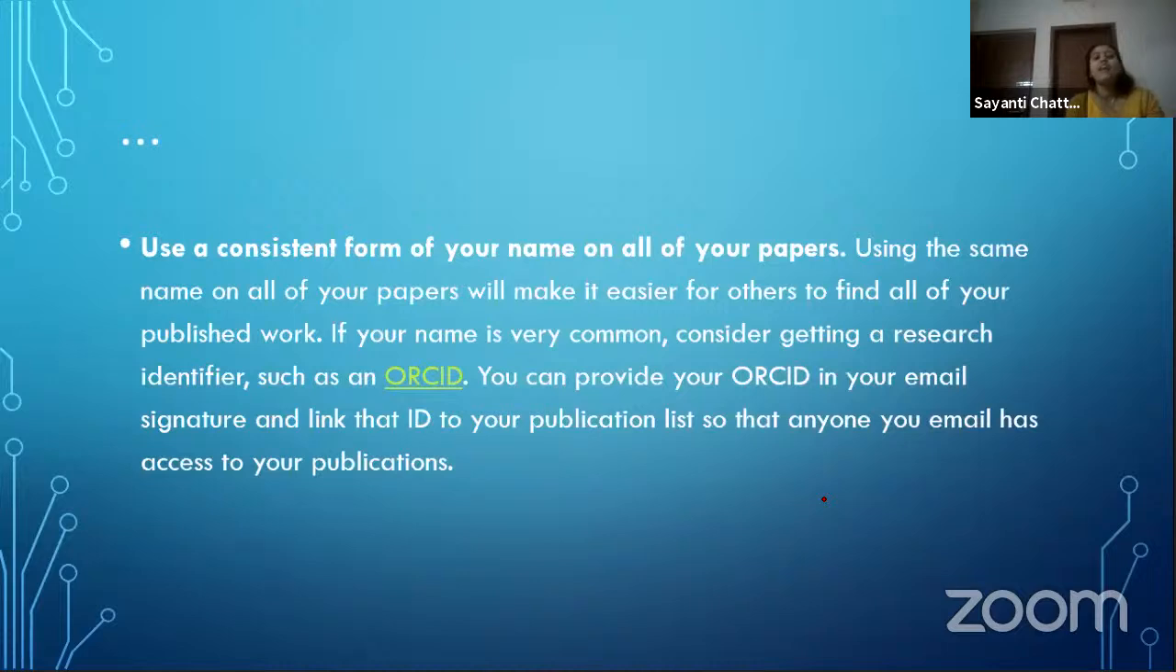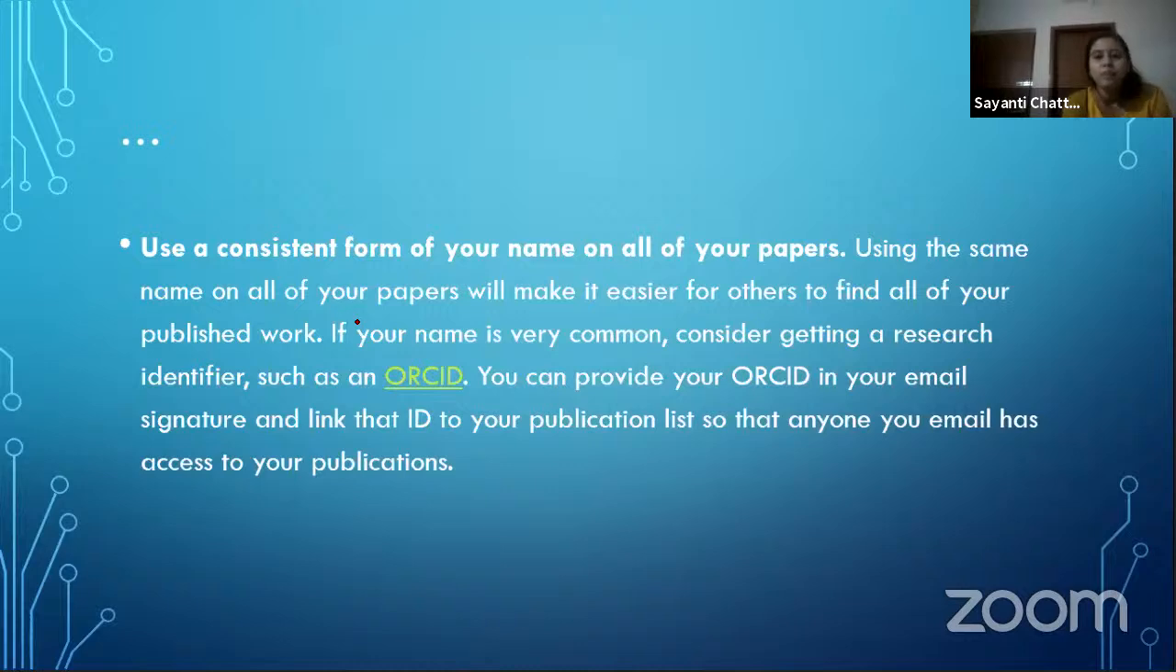And what I feel is, I used two names. At that time, no one told me. In some papers I have S. Chatterjee, in some it is Shayanti Chatterjee. So the problem is consistency of your name. Use a consistent name throughout your paper. It will improve your citation.